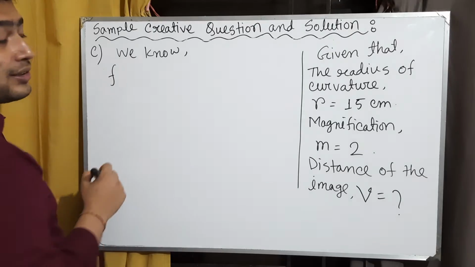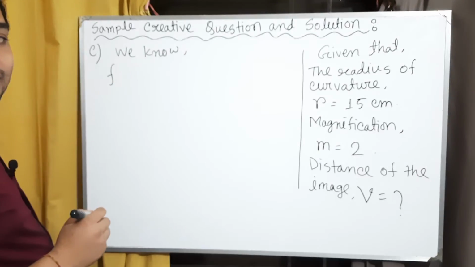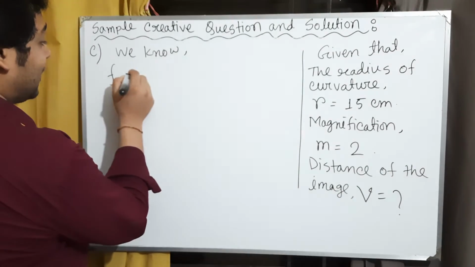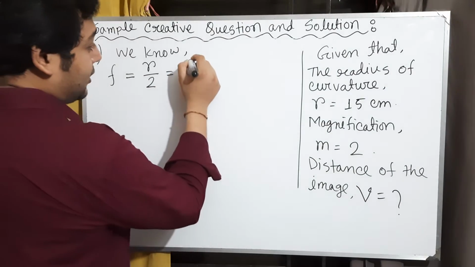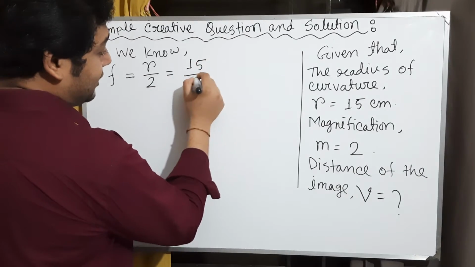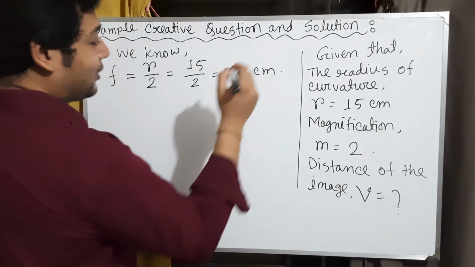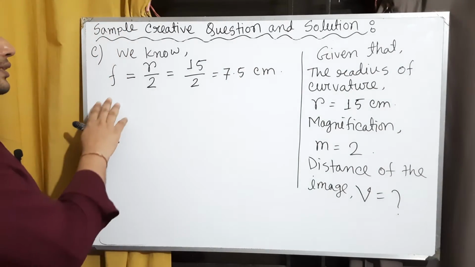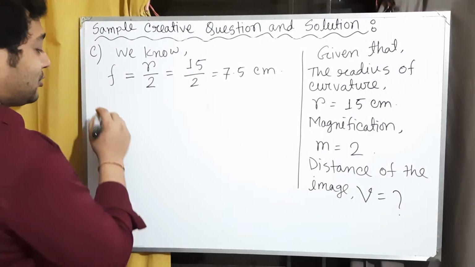We know f is the focal length, the focal length of the mirror. We know that f equal to r by 2. So here 15 by 2 equal to 7.5 centimeter. So this is our focal length, and we also are given m equal to 2.